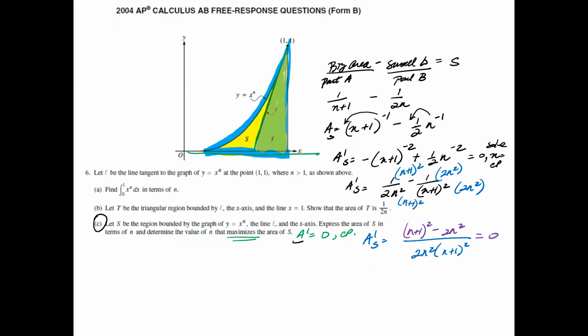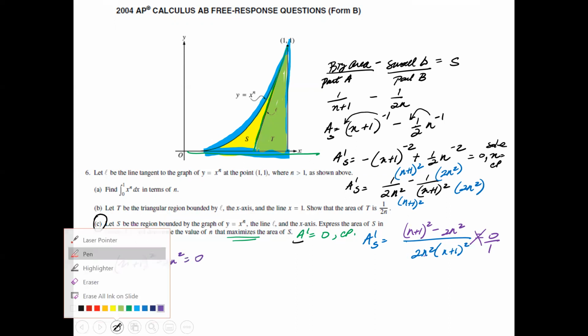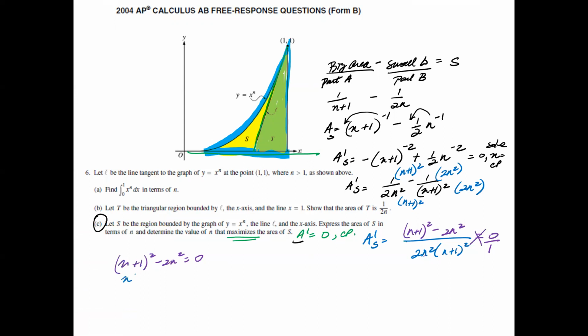Set this equal to 0 over 1. If I cross multiply this, notice how my numerator times 1 is just going to be n plus 1 squared minus 2n squared, equals the entire denominator times my 0, which is just going to be 0. I want to go ahead and FOIL this out. So that's going to give me n squared plus 2n plus 1 minus 2n squared equals 0.